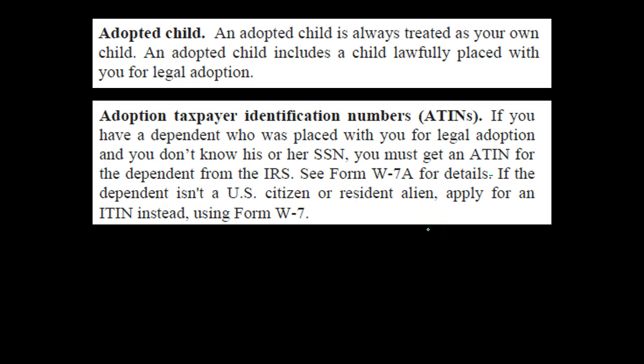Back to the text. If the dependent isn't a U.S. citizen or resident alien, apply for an ITIN instead using Form W-7. And again, you want to look at the instructions for Form W-7 on the irs.gov website to move forward from there.